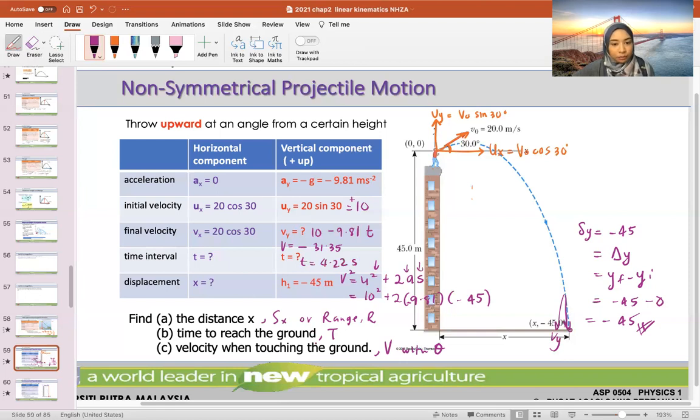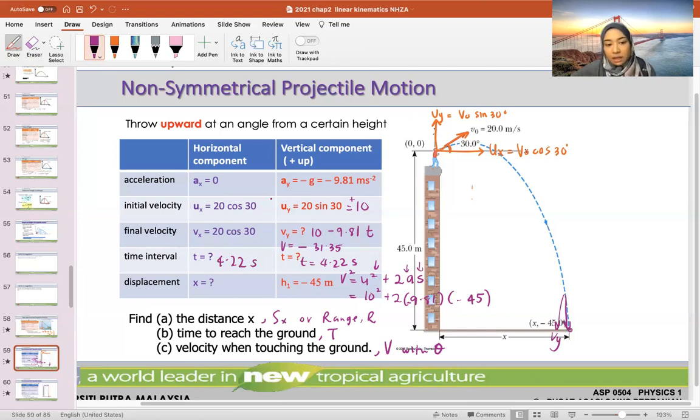So we got the time to reach the ground. We got V at Vy. Now we want to find out what is the distance X. So to find distance X, we already have T. The T for the X is 4.22 seconds also. We got T for the vertical component, but the time for the horizontal component is exactly the same.